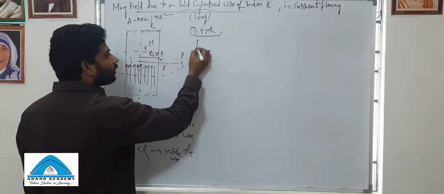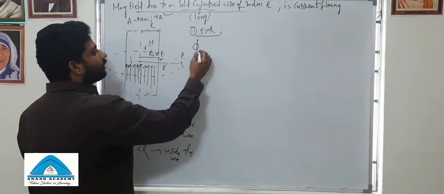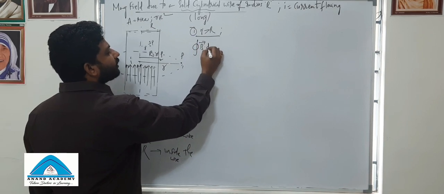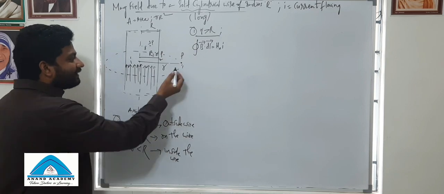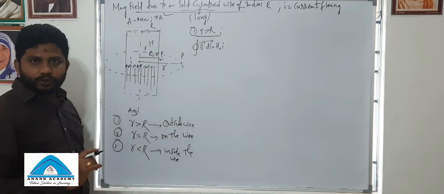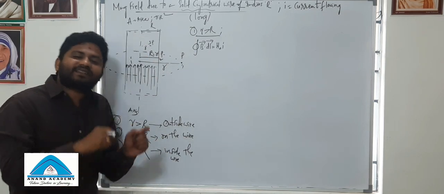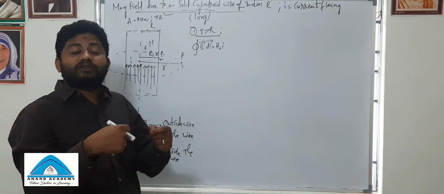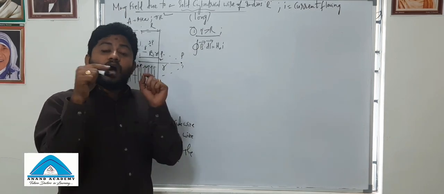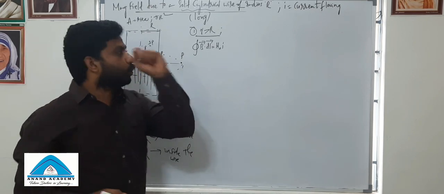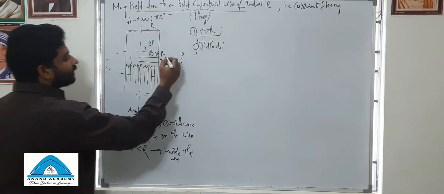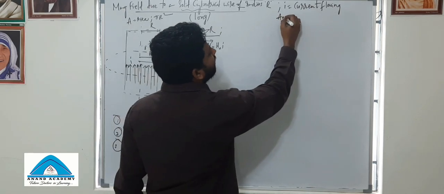Closed integral B bar dot dl bar is equal to mu naught into I. This is called the Amperian loop. In Ampere circuital law we will always find a loop of any shape or size. That loop is called the Amperian loop. What is this loop? So I am writing here, Amperian loop.